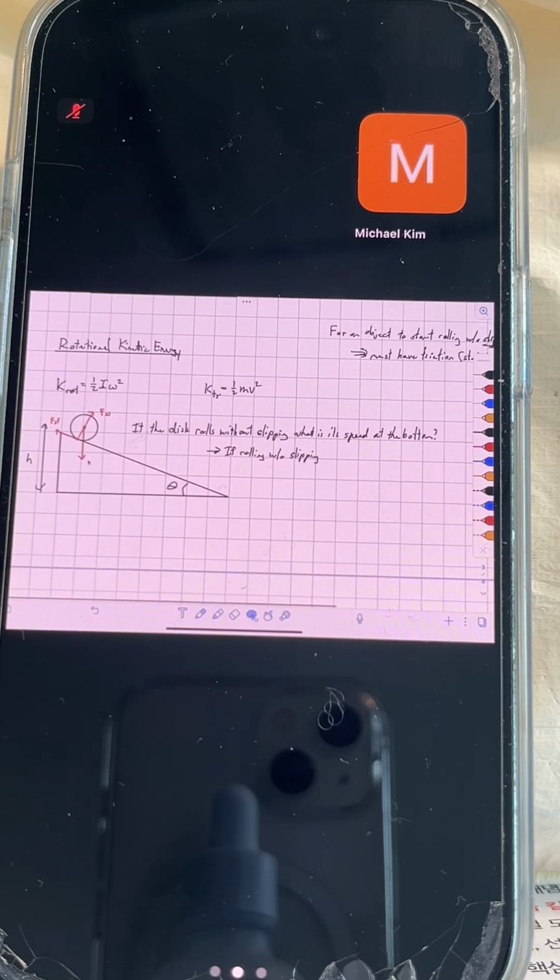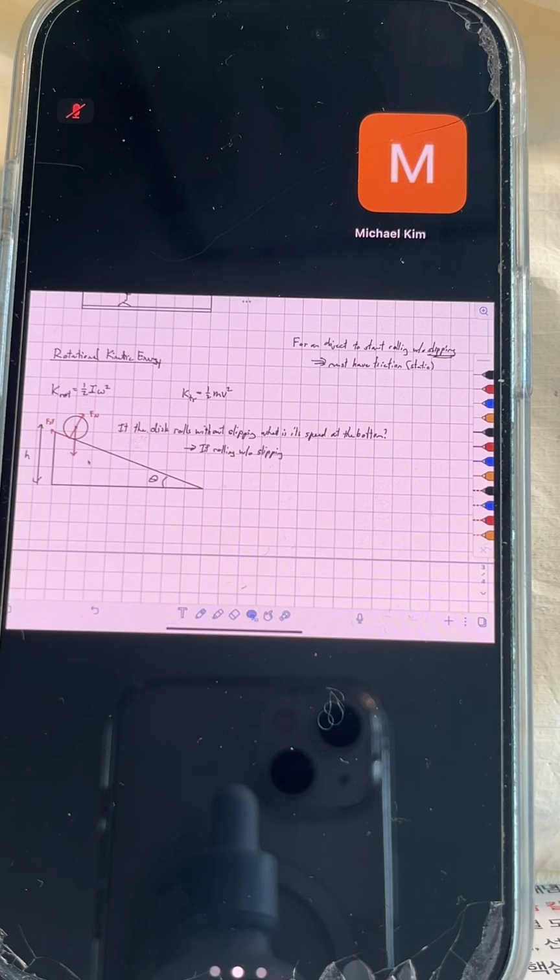The key thing we said is that if you're rolling without slipping, it's still the case that only gravity... I shouldn't say this, let me change it. With rolling without slipping, we know that the force of static friction does no work.